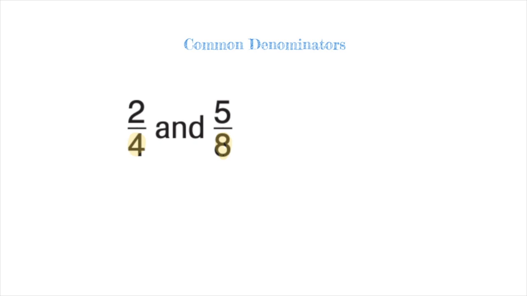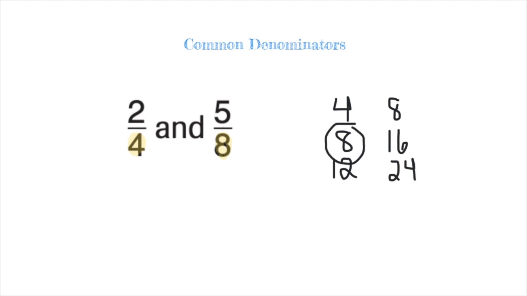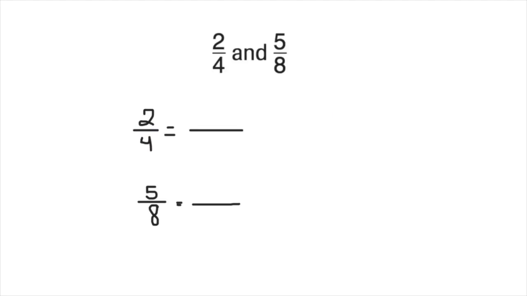So the first thing you do is think about, what do 4 and 8 have in common? Start counting by 4 and counting by 8 and pick something that they have in common. So if we have 4, 8, 12, I'm going to stop there and I'm going to start listing some 8s. 8, 16, 24. I already see that they both have 8 in common. So when I rewrite these fractions, I'm going to make sure that they both have a denominator of 8.